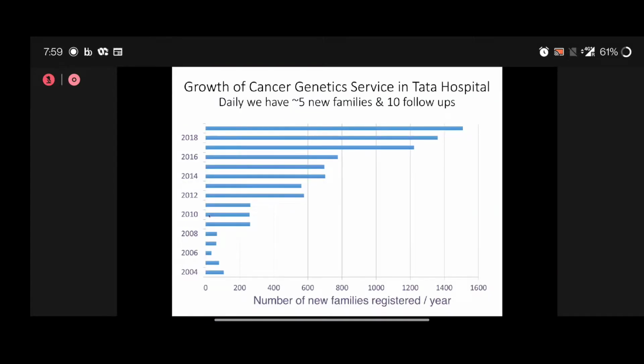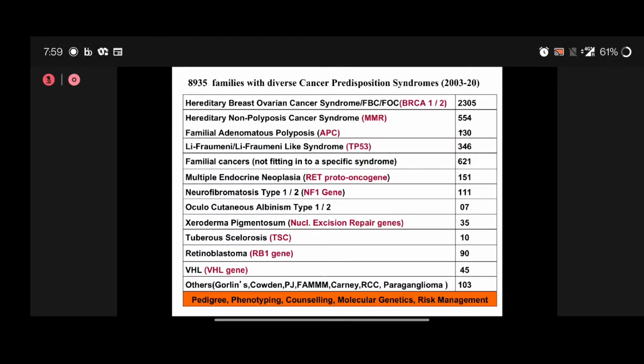We at Tata Hospital now see 5-6 new families every day, and many cases who come for follow-up. Before the pandemic, we were seeing 1,500 new hereditary cancer families. And this year, again, it is back to the same. And this is a long list of syndromes.